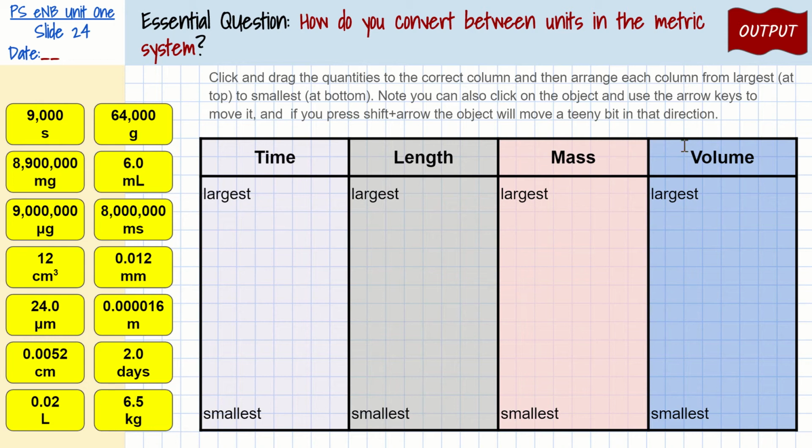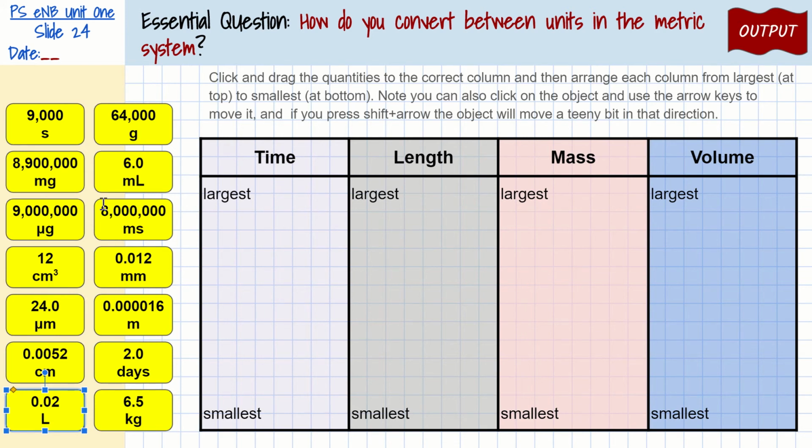So let's go ahead and pick volume. So volume would be liters, or if I saw any cubic units, cubic centimeters, cubic millimeters. So looking through, I see 6 milliliters as a volume. I see 12 cubic centimeters. That would also be a volume. And I also see 0.02 liters. Okay, and looking through, I think those are the three values over here that are volumes, because the units tell me which category they're going to fall under.